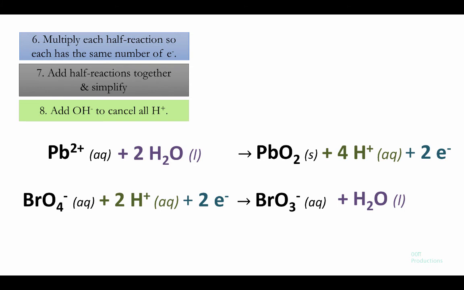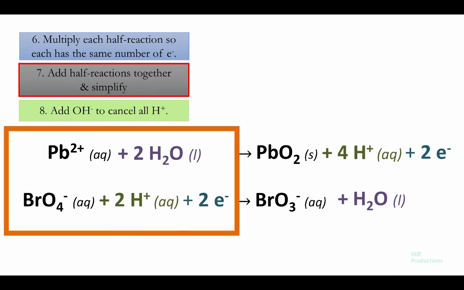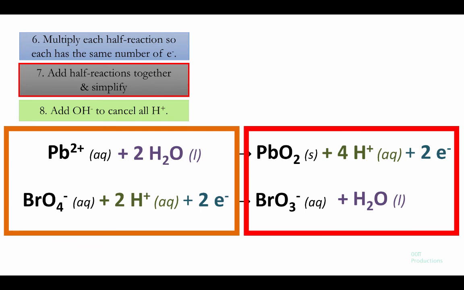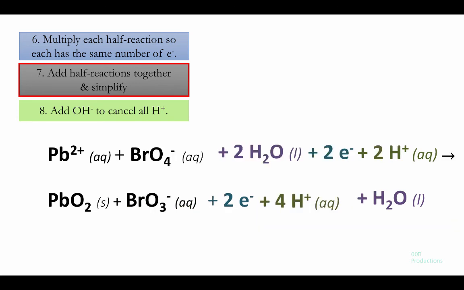Here are our two half reactions. We have the lead half reaction, which is an oxidation reaction, and we have the bromine reaction, which is a reduction reaction. Let's find our least common multiple. 2 electrons on the first reaction, 2 electrons on the second reaction, so conveniently our least common multiple is 2. We don't have to multiply by anything. So let's add our half reactions together and simplify them. This is what's going to be on our reactant side. Here's what's going to be on our product side. And putting them together, this is what we get.